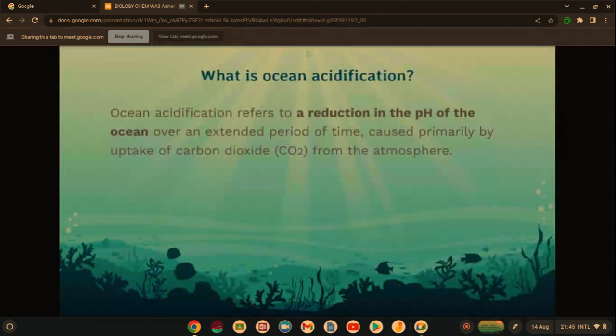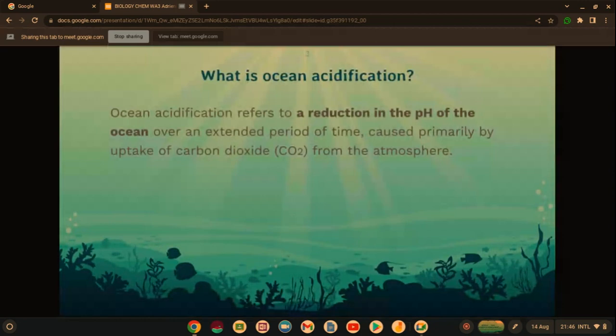So what exactly is ocean acidification? Ocean acidification means that there is a reduction in the pH levels of the ocean over an extended period of time, caused primarily by uptake of carbon dioxide from the atmosphere. For more than 200 years, or since the Industrial Revolution, the concentration of carbon dioxide in the atmosphere has increased due to the burning of fossil fuels and land use change.